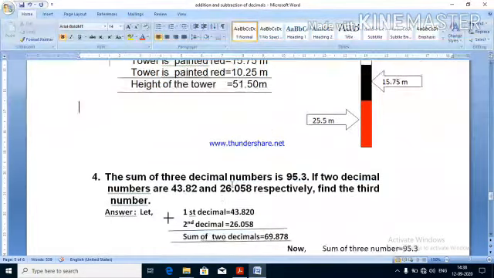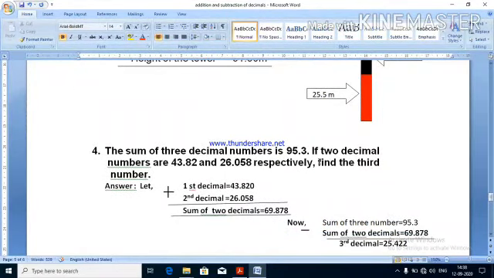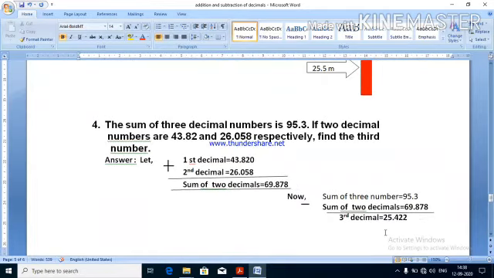And another one: the sum of three decimals is 95.3. If two decimal numbers are 43.82 and 26.058, find the third number. So you have to add the first decimal and second decimal. This gives you 69.878 as the sum of the two decimals. Now from the total sum you have to subtract the sum of the two decimals. It gives you the value of the third decimal.